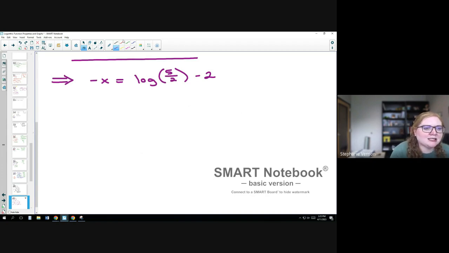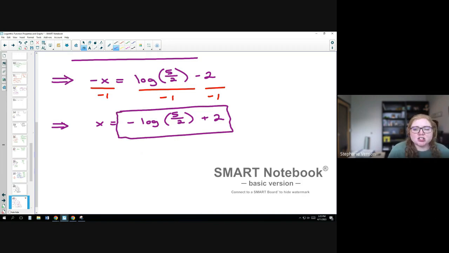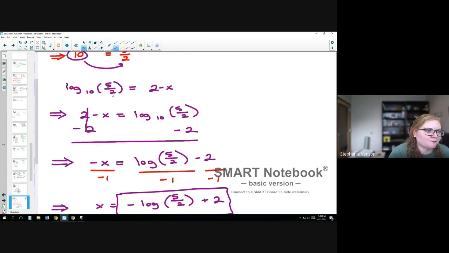Okay, and then last step, we want to divide everything by negative 1. So that will isolate the x. So we have x equals negative log, if you want to write the base of 10, you totally can, but negative log of 5 over 2 plus 2. Okay, and again, since my original equation was an exponential equation, I don't have to check my answer if I don't want to. I only have to check my answer if the original equation was a logarithm.